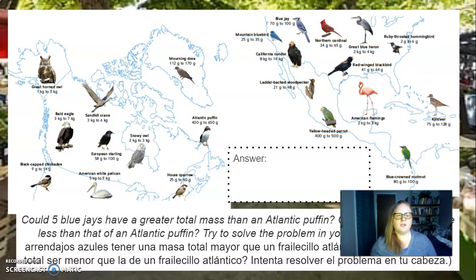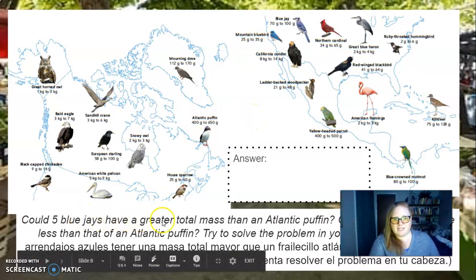All right, so could 5 blue jays, and blue jays are, where are they? Right over here. Here they are. Could 5 blue jays have a greater total mass than an Atlantic puffin? So let's see where the Atlantic puffin is. Here's the mountain blue jay. Let's see where that puffin is. Right here. Okay, so these are the two birds that we're going to be talking about, this one and this one. So could 5 blue jays have a greater mass than an Atlantic puffin?